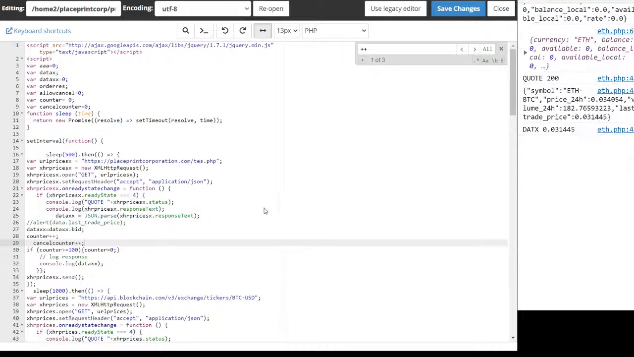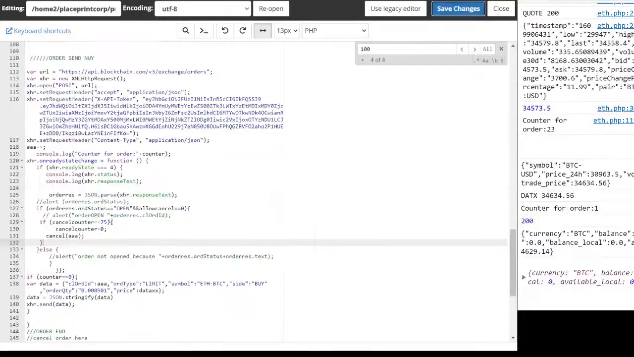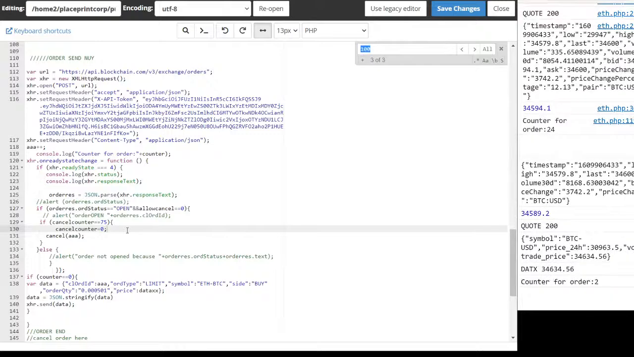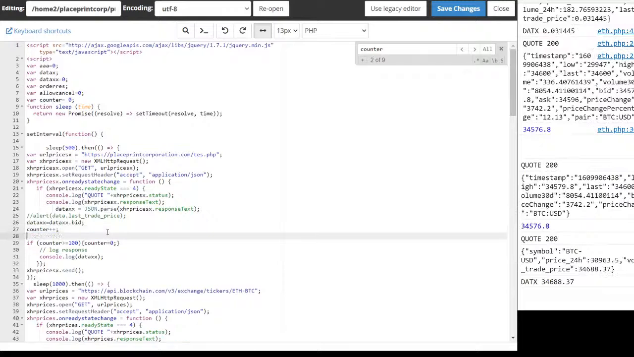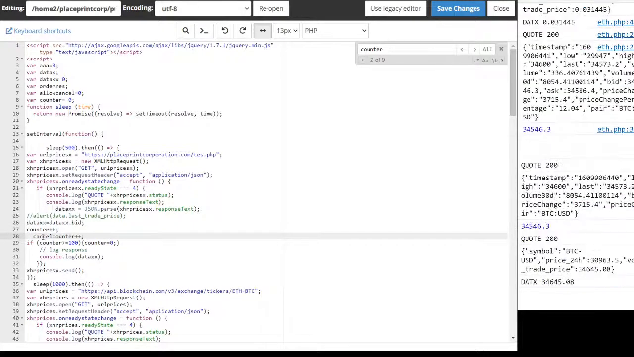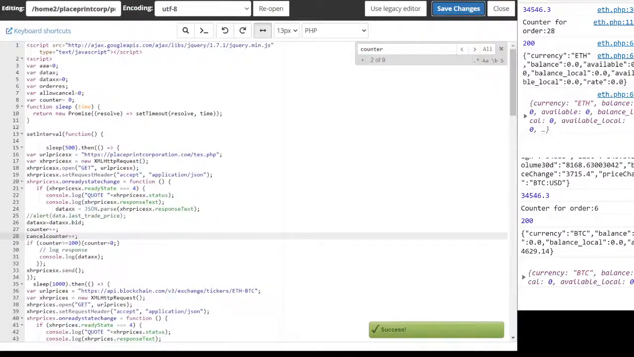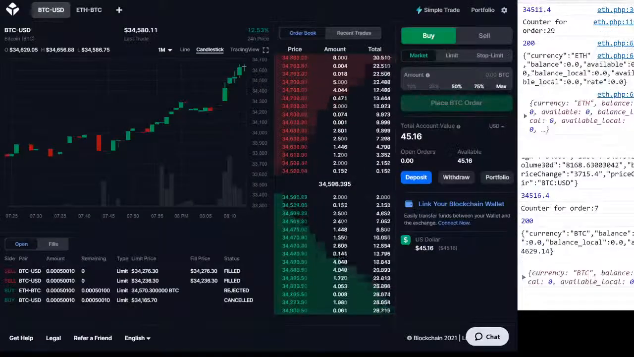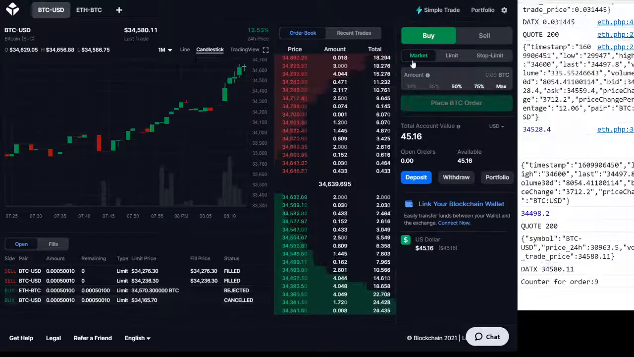Okay. There. That one's done. And then the Ethereum counter plus plus. Cancel counter plus plus. Can't believe that I did that. Forgot to give it an incrementer. It's okay. But you can see we had orders and then they canceled them immediately.